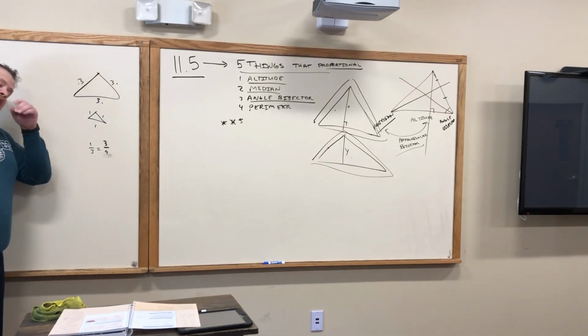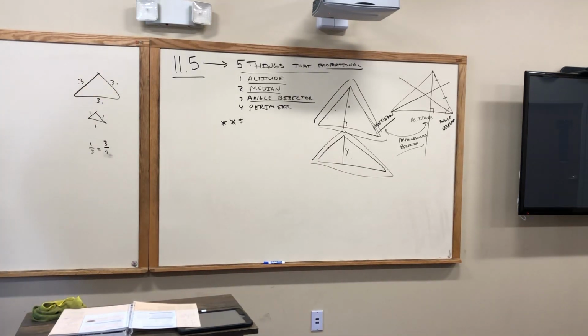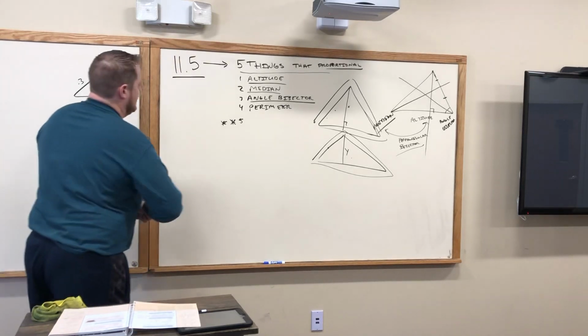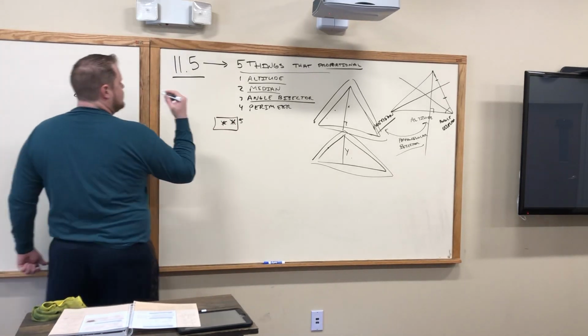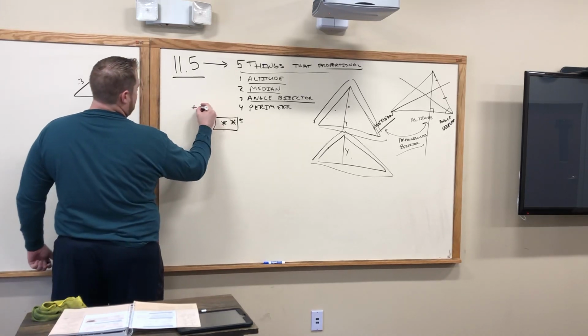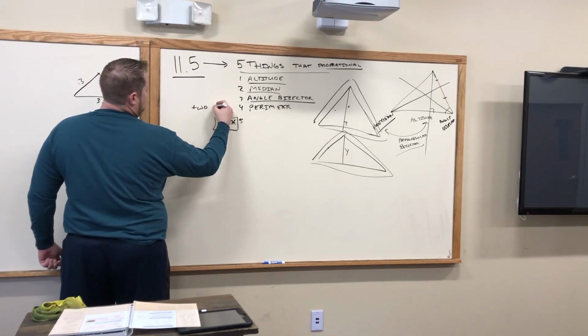Now, here's where it gets a little more difficult. It's the last one. The last one has two stars. The reason it has two stars is because it uses two ratios.